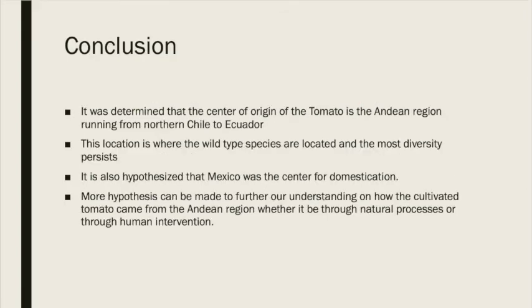In conclusion, considering the historical evidence, the geographical evidence, and the genetic evidence, it was determined that the center of origin for the tomato is in the South American Andean region running from northern Chile to southern Ecuador. This location is where the wild type species are located and most of the diversity in tomatoes persists. Although it is not fully clear, it is also hypothesized that Mexico was the center for domestication of the cultivated tomato. This being said, it is most likely that the cultivated tomato was introduced to Europe from Mexico and not from the Andean region. It is also possible that it was introduced to Mexico or to Europe from the Andean region, but due to the evidence, it is highly more probable that it was introduced from Mexico.